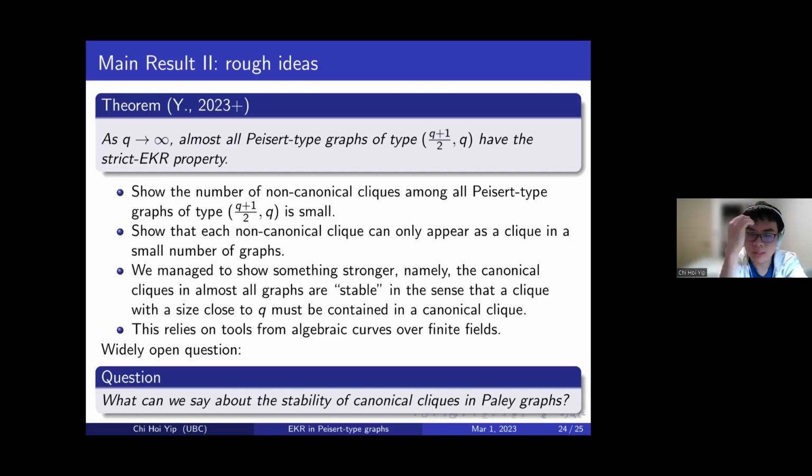Thanks for a nice question. Any other questions or comments? Shamil is with us. Would you like to say something about this topic? I think it's striking that we don't know how to show that if a clique has size 0.9999 times Q, then it must be contained in a canonical clique of size Q exactly. So I think that's the question. It'd be nice to make progress.